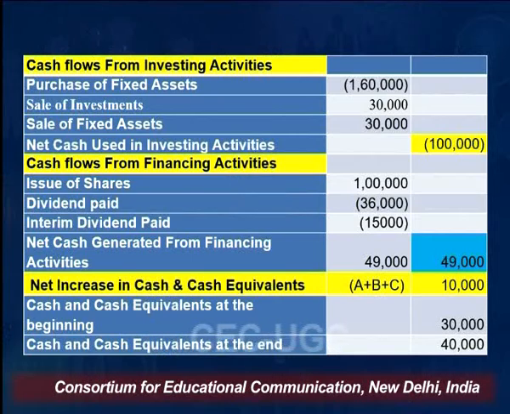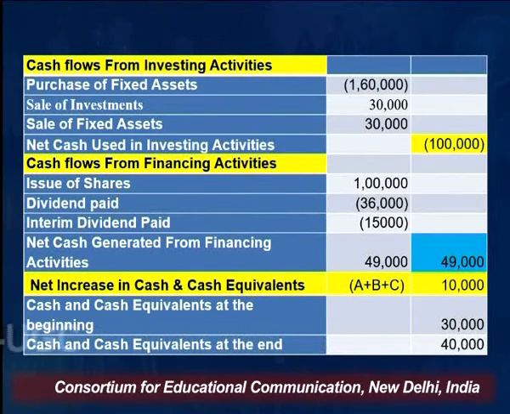The second is investing activity. Here we have to show the purchase of fixed assets, which we have already worked out in our working note, 1,60,000. Sale of investment rupees 30,000 inflow. Net cash used in investing activity comes to be rupees 1 lakh. And remember, there is a sale of fixed assets also to the extent of 30,000. So we have shown it as inflow. So under investing activity, there is a net cash usage. The value comes in negative. So there is no cash generation. It is used 1 lakh rupees.